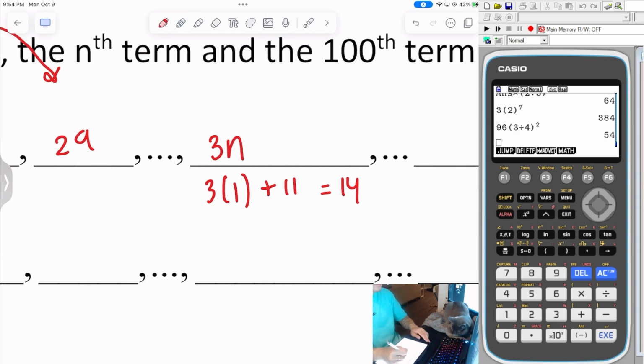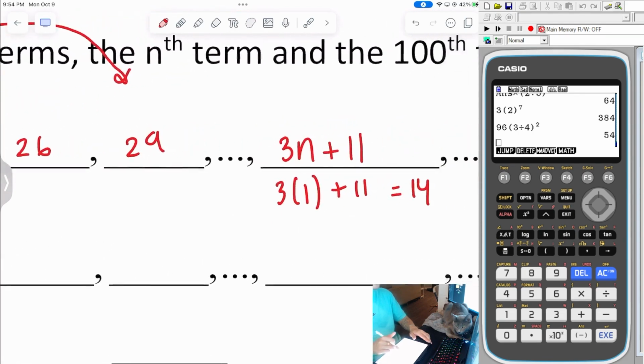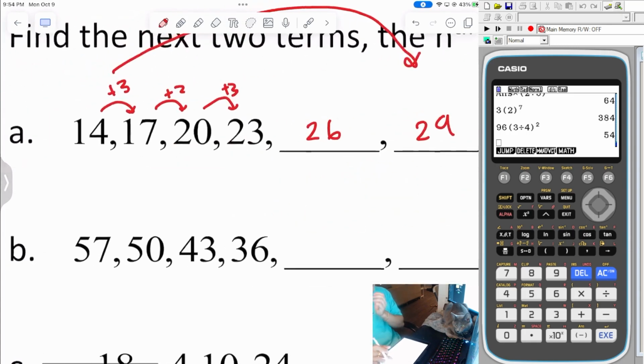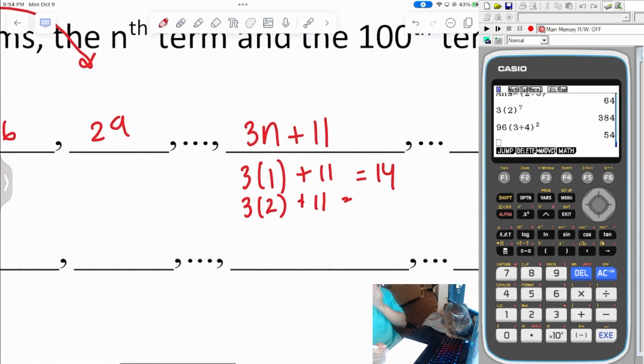So that lets me create an equation that picks out any particular number within the sequence. So 3n plus 11. And you can see that this statement holds true for the rest of the sequence of what we know so far. Let's say I want the second term of my sequence. Well, I'll take 3 times 2 plus 11, and hope I get 17. And it seems like I do get 17. So it does hold true for all parts of my sequence.